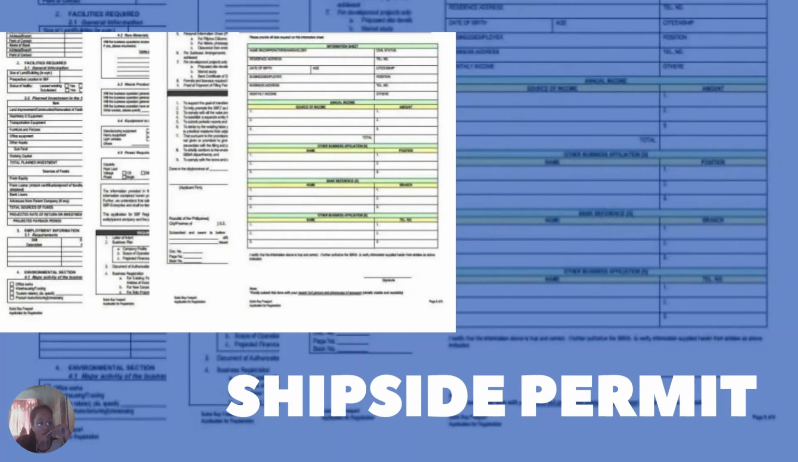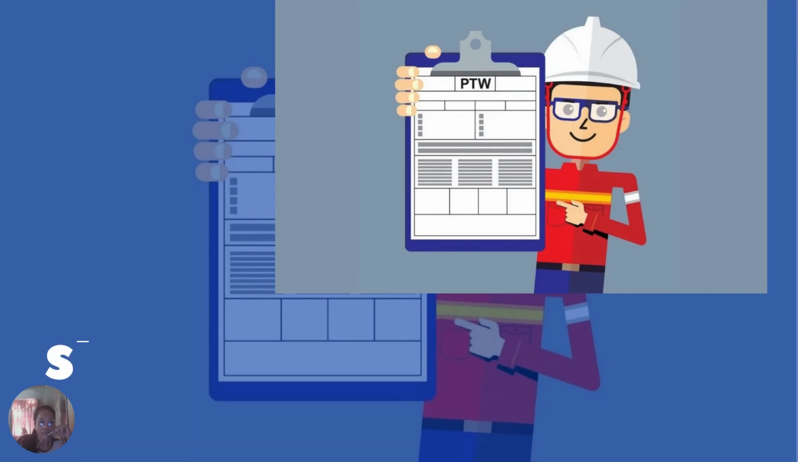Shipside permit. A shipside permit is an authority issued by the collector of customs or his or her authorized representative for the customs inspector assigned on a vessel to allow the discharge of cargoes specified on the permit at shipside until lighters under guard.